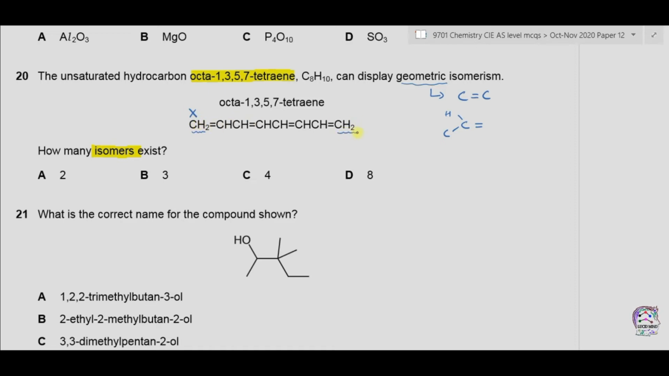Again at the last we can see that this carbon is also making bond with the same atoms, so this won't be a part of geometric isomerism. So we have 2 double bonds present. There are 3 possibilities for this isomerism.